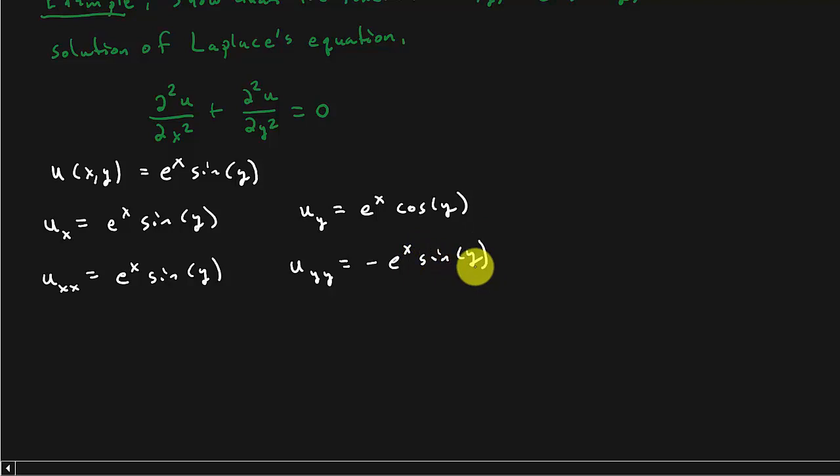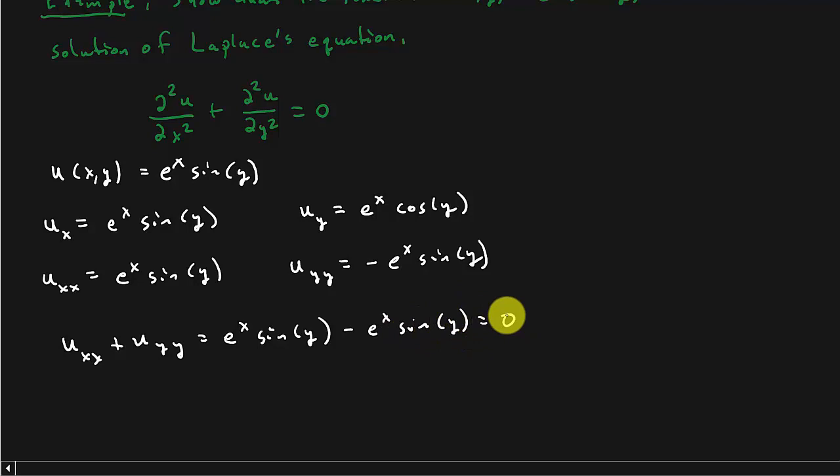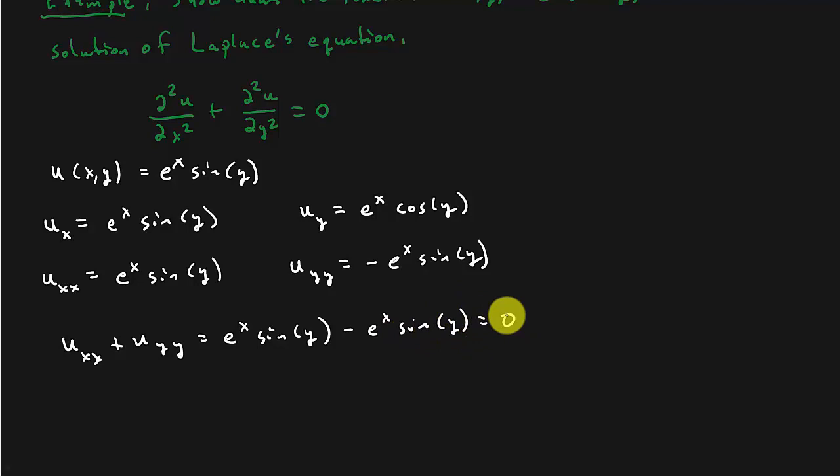Okay. Remember in this case, x is your constant, y is your variable. And so now if we take u_xx plus u_yy, that is equal to e to the x sine y plus this, which has a minus there, so minus e to the x sine y, and that gives us 0. And that's all they're wanting to do. So basically they're just saying, here's some more practice of finding partial derivatives.